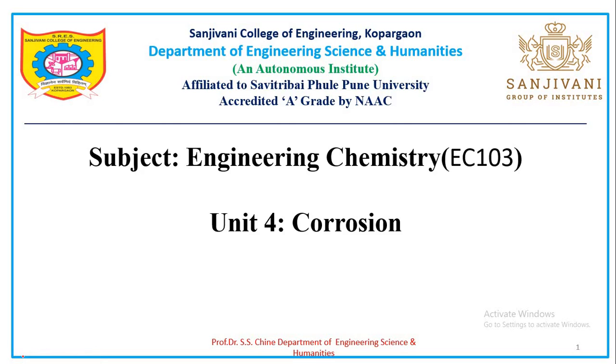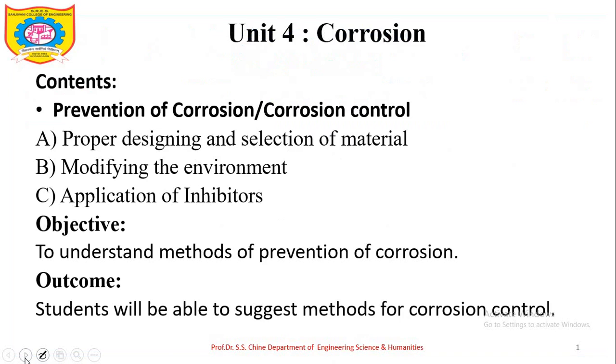In today's session, we are going to discuss the methods for prevention of corrosion. Under this, we will study three methods. First one is proper designing and selection of material. Second is modifying the environment. And third one is application of inhibitors. So at the end of this session, you will be able to suggest the methods for corrosion control under certain conditions.